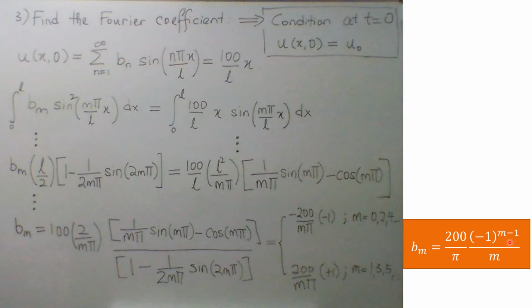So let's say m equals 1, for example. Negative 1 to the power of 0 will give you 1, right? So you will get this 200 over pi. So this is the solution that you want for the heat flow. So we have seen the first step.